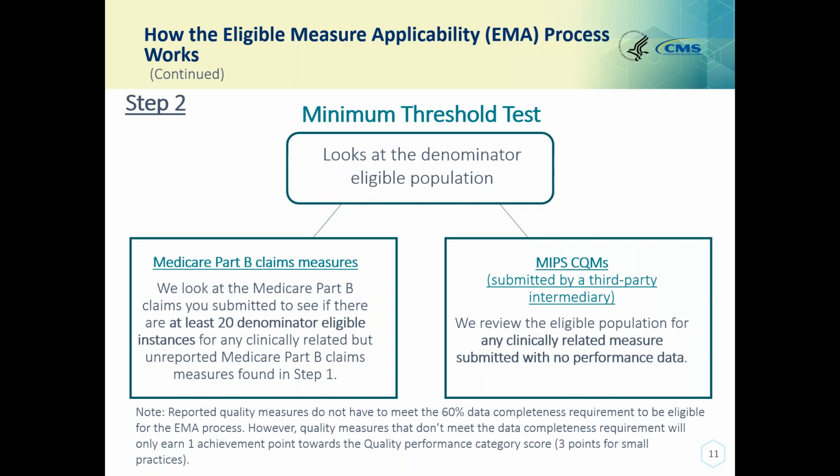Reported quality measures do not have to meet the 60% data completeness requirement to be eligible for the EMA process. However, quality measures that don't meet data completeness will only earn 1 achievement point towards the quality performance category score, or 3 points for small practices in 2019. So that's a scoring distinction we have here in the note on the bottom of slide 11. Okay, let's go ahead and advance to slide 12.